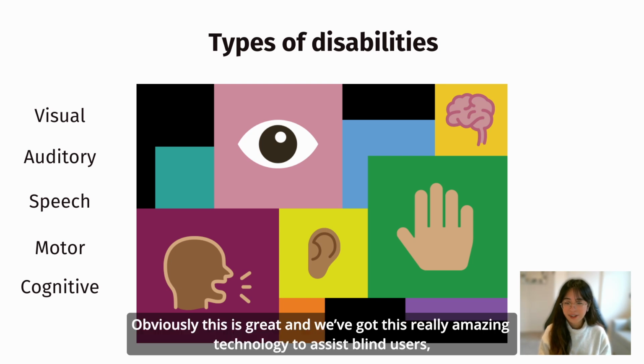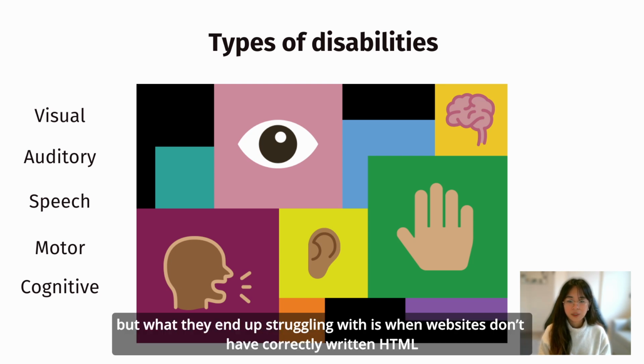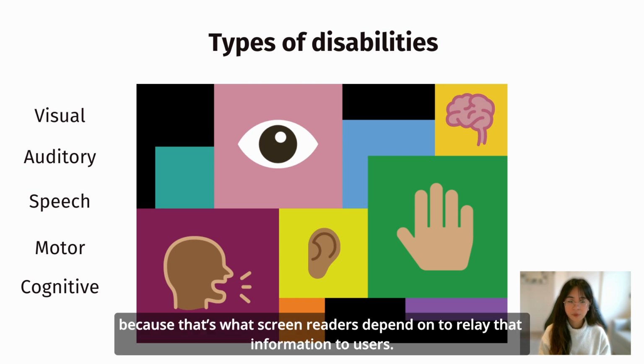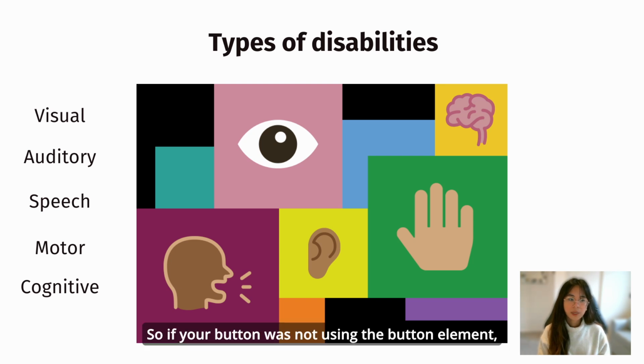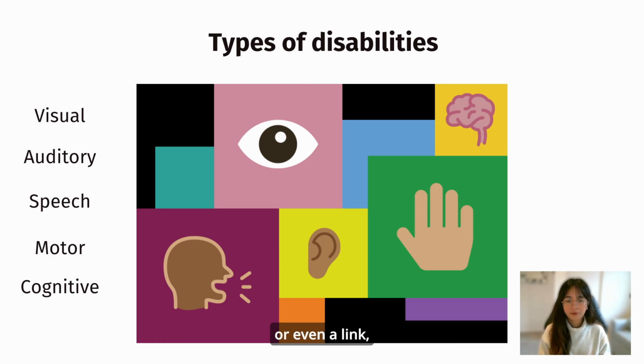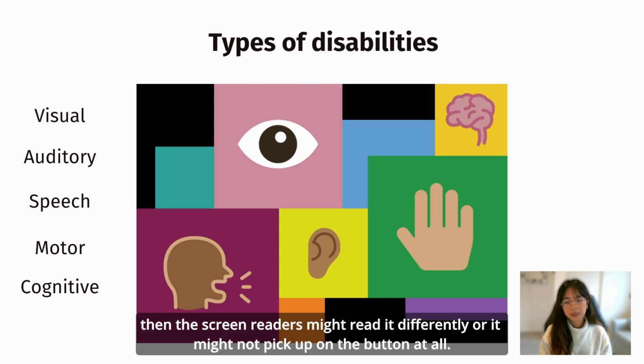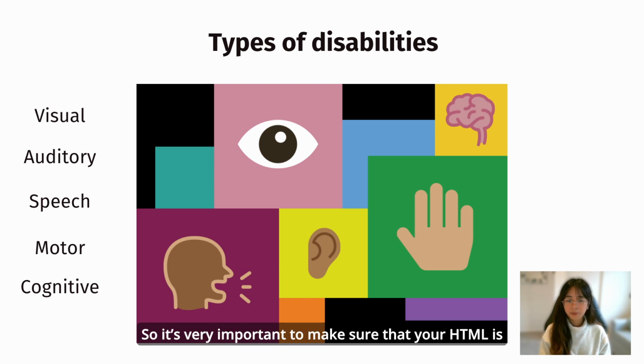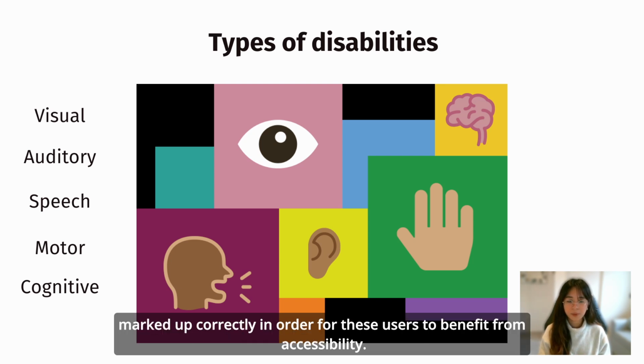Obviously, this is great, and we've got this really amazing technology to assist blind users, but what they end up struggling with is when websites don't have correctly written HTML, because that's what screen readers depend on to relay that information to users. So if your button was not using the button element and it was just using a span, which is just plain text, or even a link, then the screen readers might read it differently, or it might not pick up on the button at all. So it is very important to make sure that your HTML is marked up correctly in order for these users to benefit from accessibility.